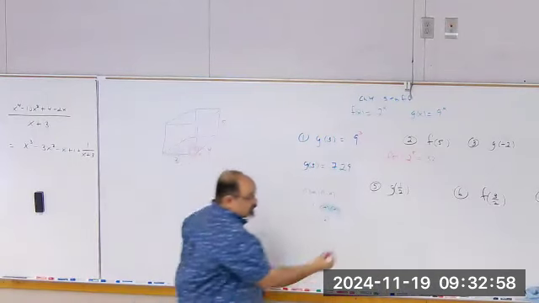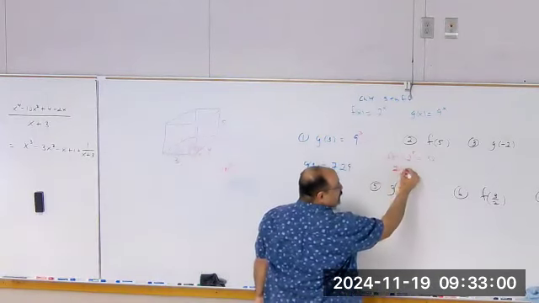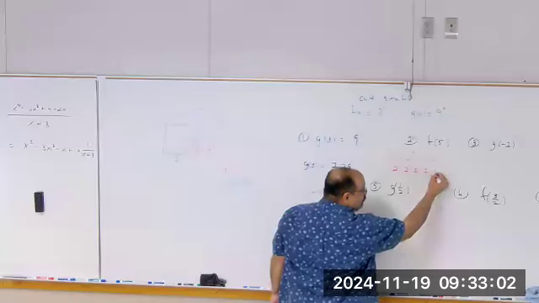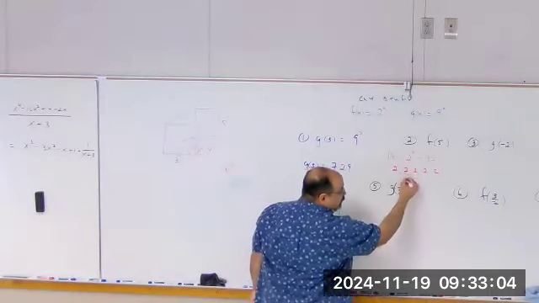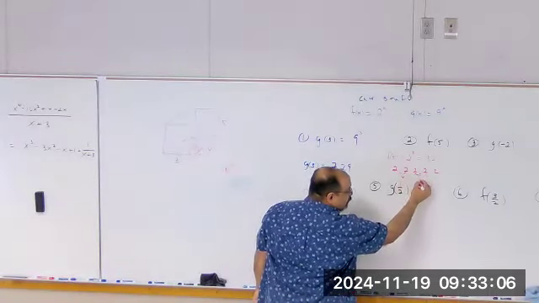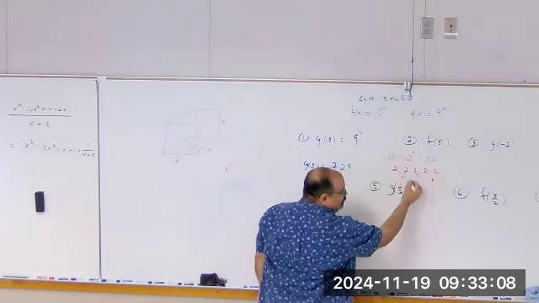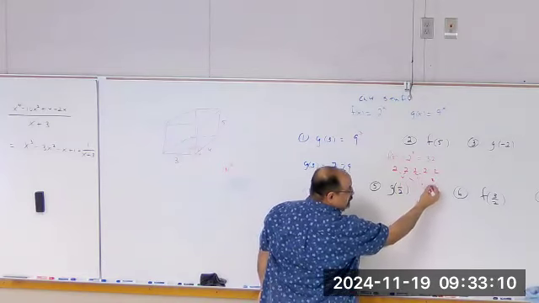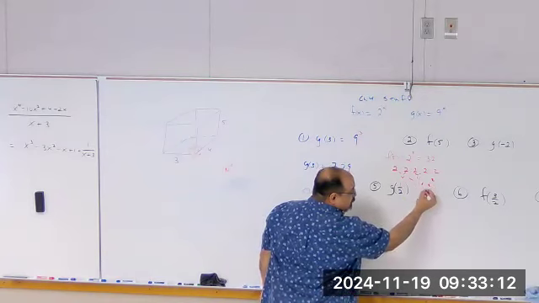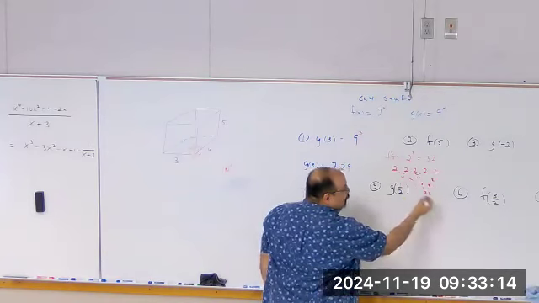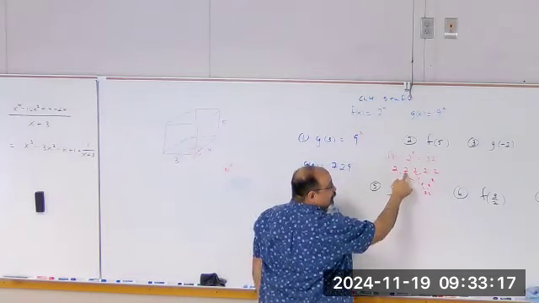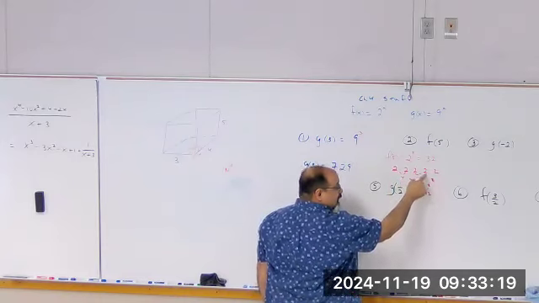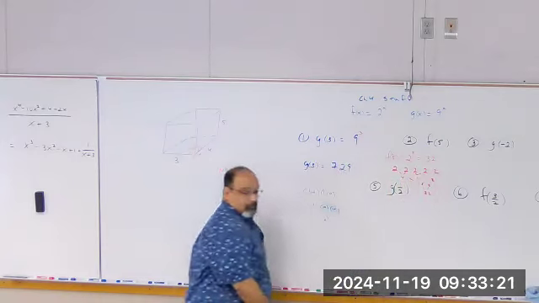Or you punch it up, or you write 2 times 2 times 2 times 2 times 2. 2 times 2 is 4, 4 times 2 is 8, 8 times 2 is 16, 16 times 2 is 32. Or 4 times 4 is 16, and then times the 2 is 32.